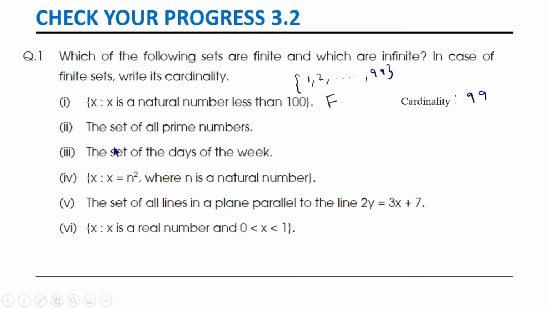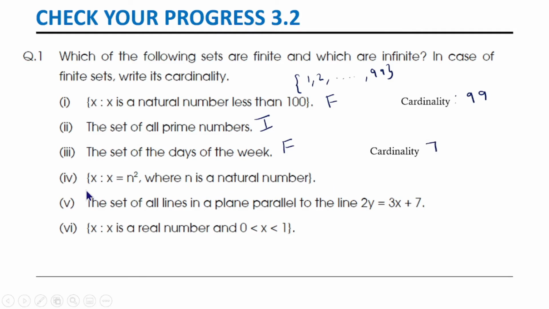The next one, set of all prime numbers. The set of all prime numbers, this is infinite. Then the next one, the set of days of the week. We know there are only 7 days in a week. So it is finite and the cardinality is given by the number of elements in this set, which is 7.